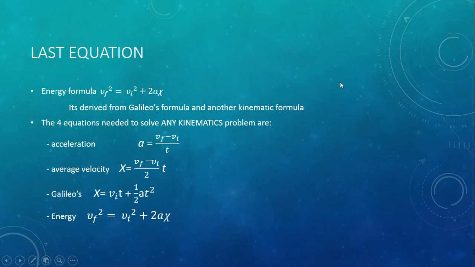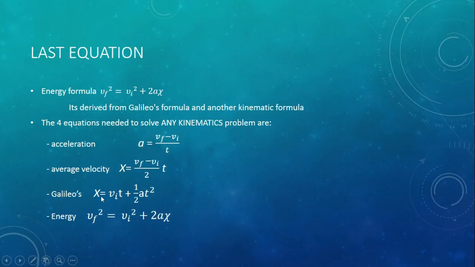So in kinematics, you need to know these 4 equations, and it's good to be familiar with these. We learned the definition of acceleration, which is final velocity minus initial velocity over time. So it's change in velocity over time. Average velocity is final, actually that should be a plus sign, final plus initial over 2 times t. Sorry about that typo.